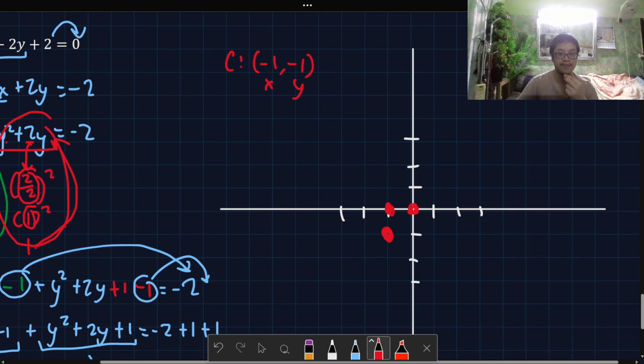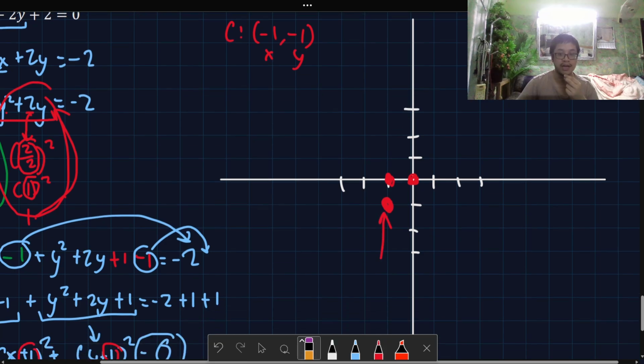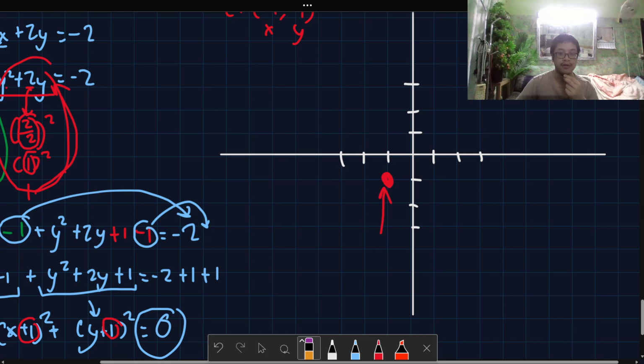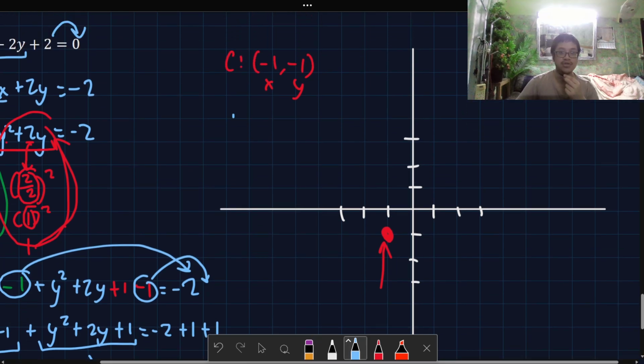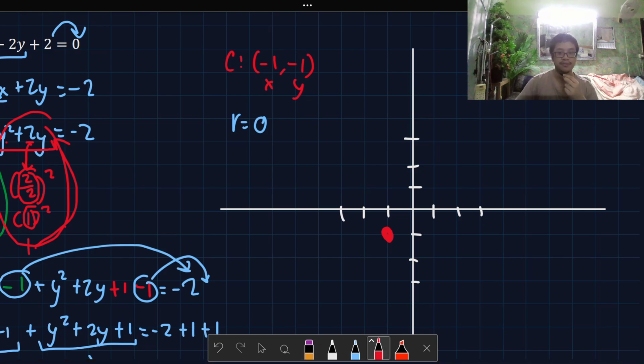This one, okay? Let me just erase the other red color. Now, since the radius is 0, you count 0 units. You have no radius. So therefore, the graph is this one. That's the answer. You have a point here. And that is all, guys. That is all for this video.